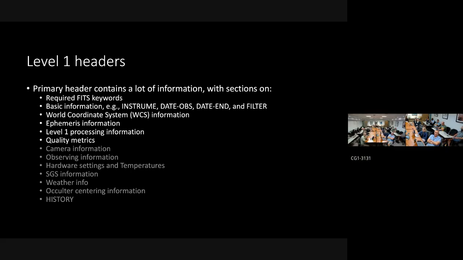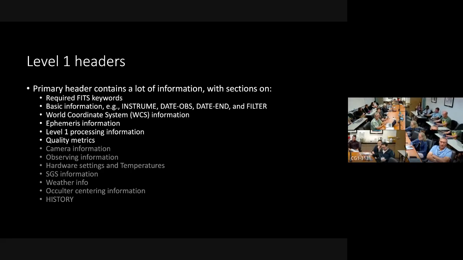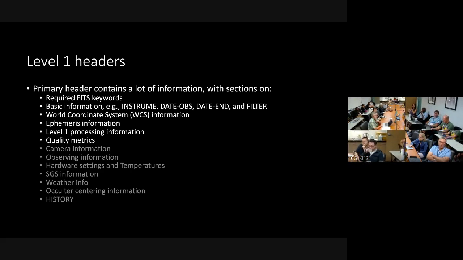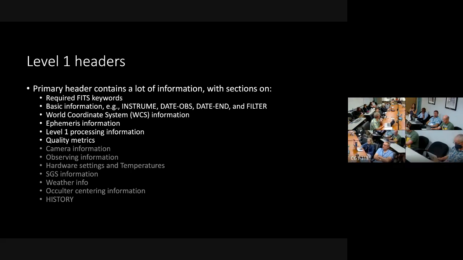The WCS information orients this image in space for us. It tells you the plate scale, how large the pixels are, and where 0,0 is. Ephemeris information is mostly just a convenience, but it's very nice to have things like the B angle and P angle and various information about the sun and time.